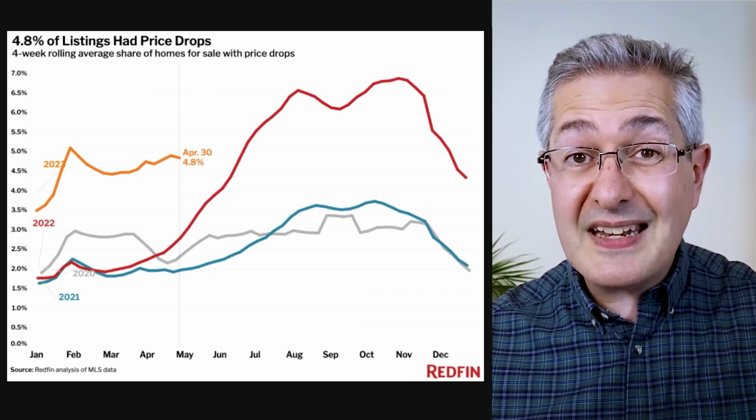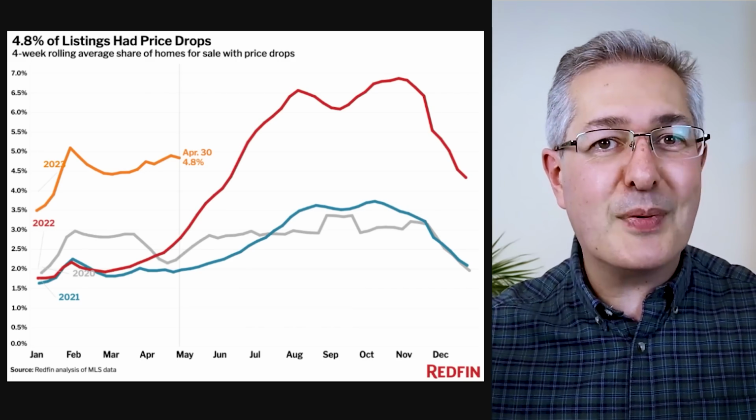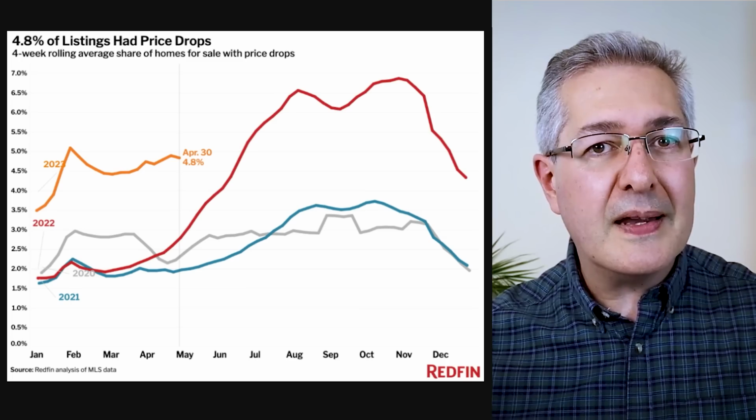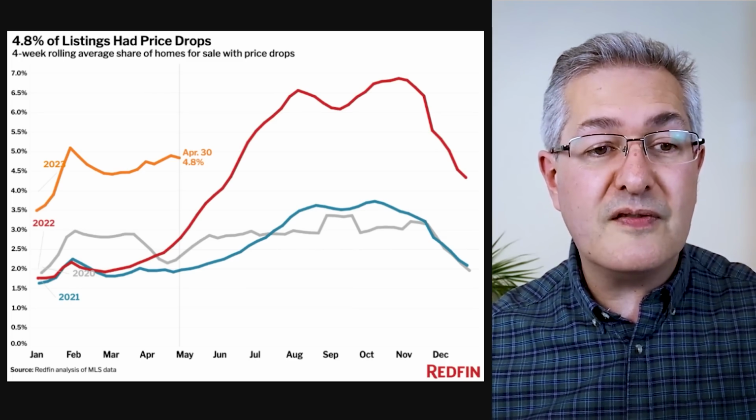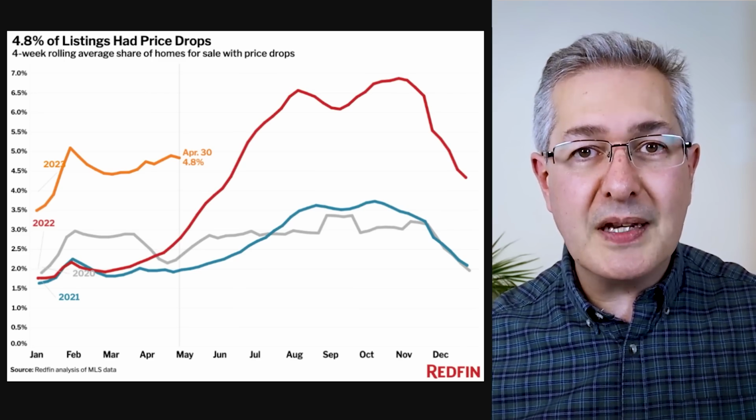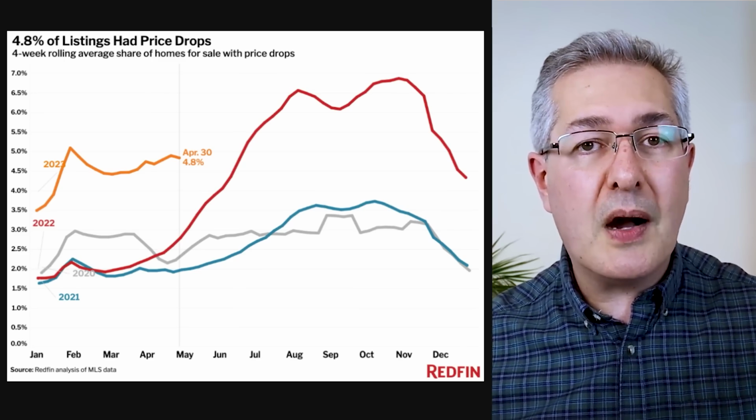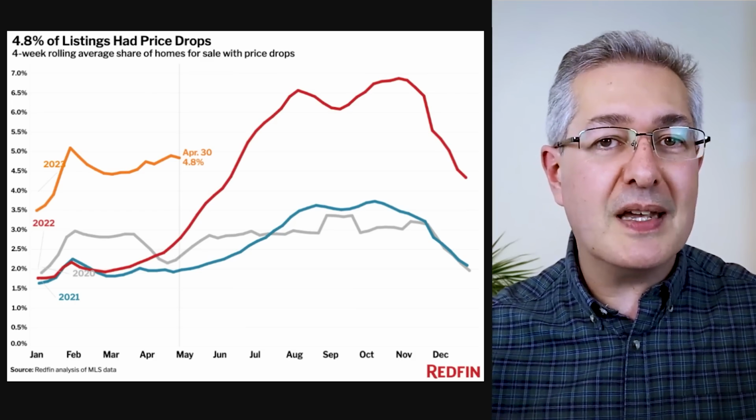Now, if you look at the percentage of houses which have had a price drop compared to their listing price, that's actually pretty high. Currently it's at 4.8%. Last year you can see it reached 6.5 to 7%, but certainly we're still not seeing house prices all being sold at the asking price or higher, which we did see during the height of the housing market euphoria.